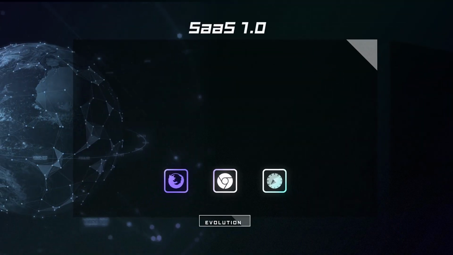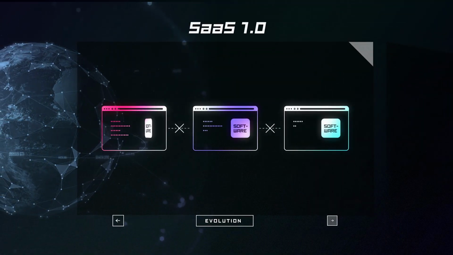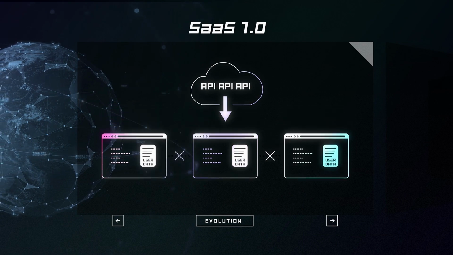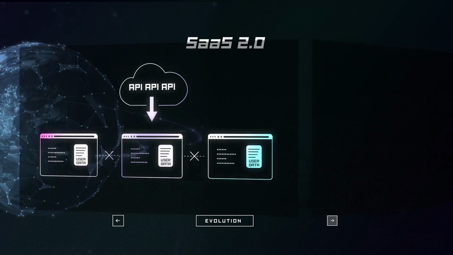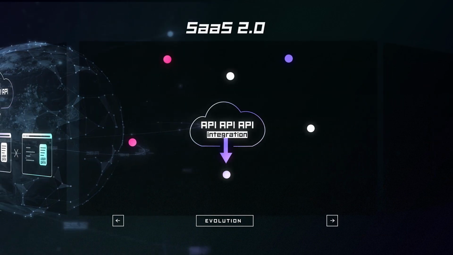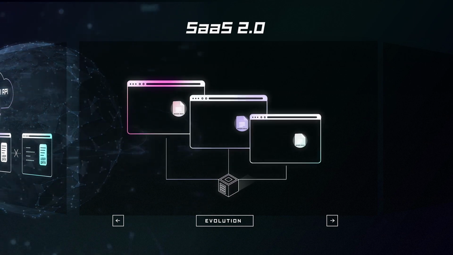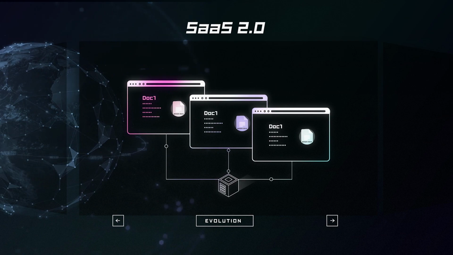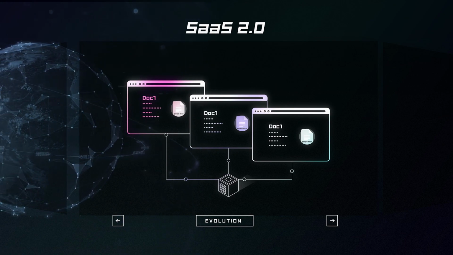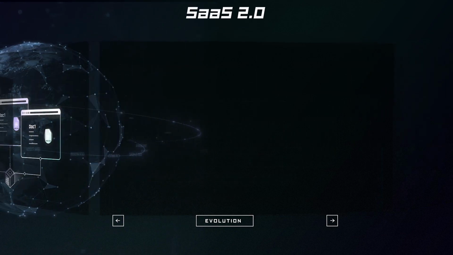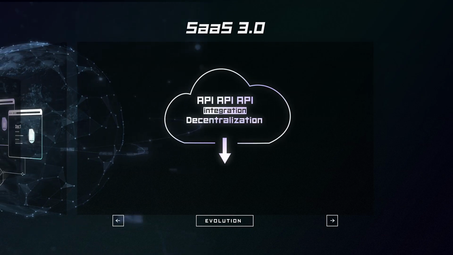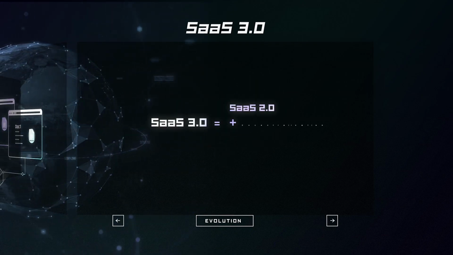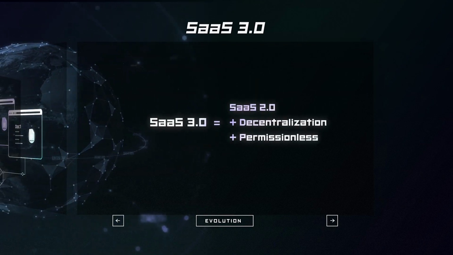The first-generation SaaS is web-based software on the browser, click to use and without download. However, there are no interactions among different software. Therefore, SaaS 2 solves the problem by integrating isolated software into an all-in-one SaaS platform. But SaaS 2 apps are still controlled and authorized by centralized institutions. Here, we deliver SaaS 3. SaaS 3 equals SaaS 2 plus decentralization and permissionless.